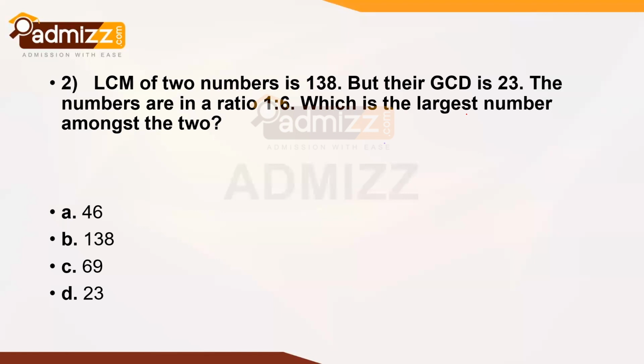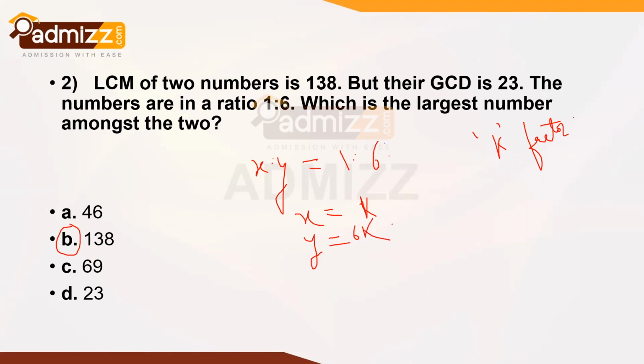The correct answer to this problem is exactly as Samya, Samjana, and Edward say. The correct answer is option number B, which is 138. How is that the case? Take a look at this. What we know is that the numbers are in a ratio. Let's say the numbers are x and y. x is to y is equal to 1 is to 6. So if k is a certain factor, then the numbers come out as x equals k and y equals 6k. So these are the numbers that we are dealing with.